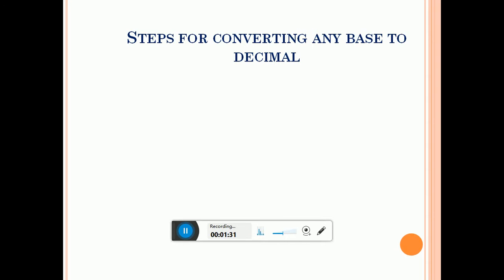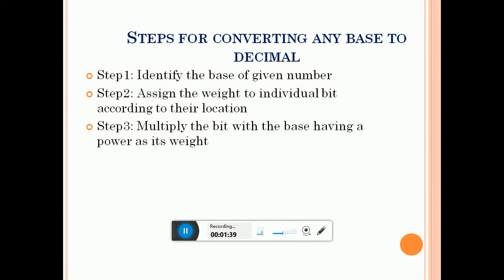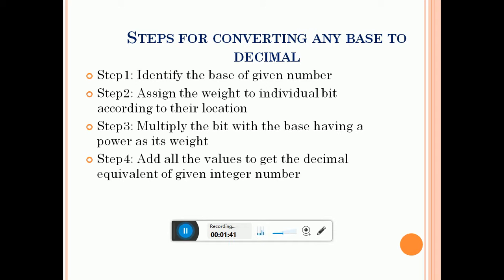First of all, we will learn the steps for converting any base to decimal. The steps are as follows. First step, identify the base of a given number. Second step, assign the weight to individual bit according to their location. Step 3, multiply the bit with the base having power as its weight. And step 4, add all the values to get the decimal equivalent of given integer number.